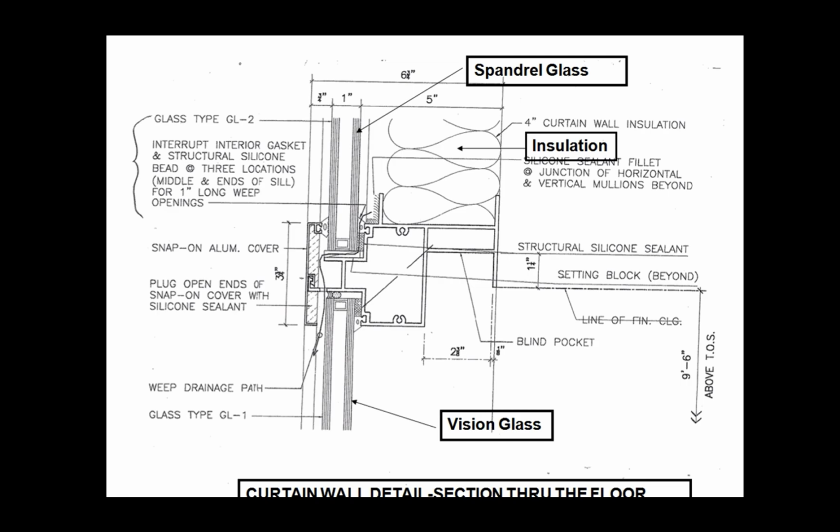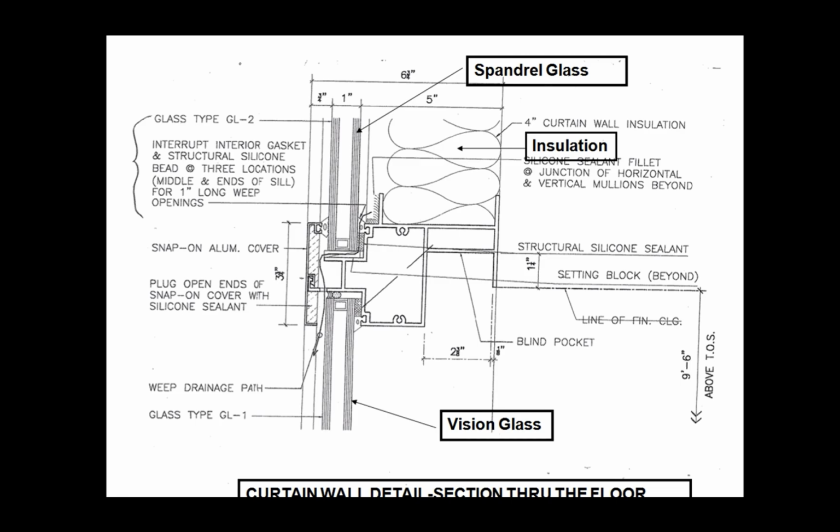Right, so basically what you see on the lower section is the vision glass, right? So you just have the glass panel, and the glass panel gets inserted up into that mullion. It has a little bit of silicone sealing behind it, again trying to make that snug fit.